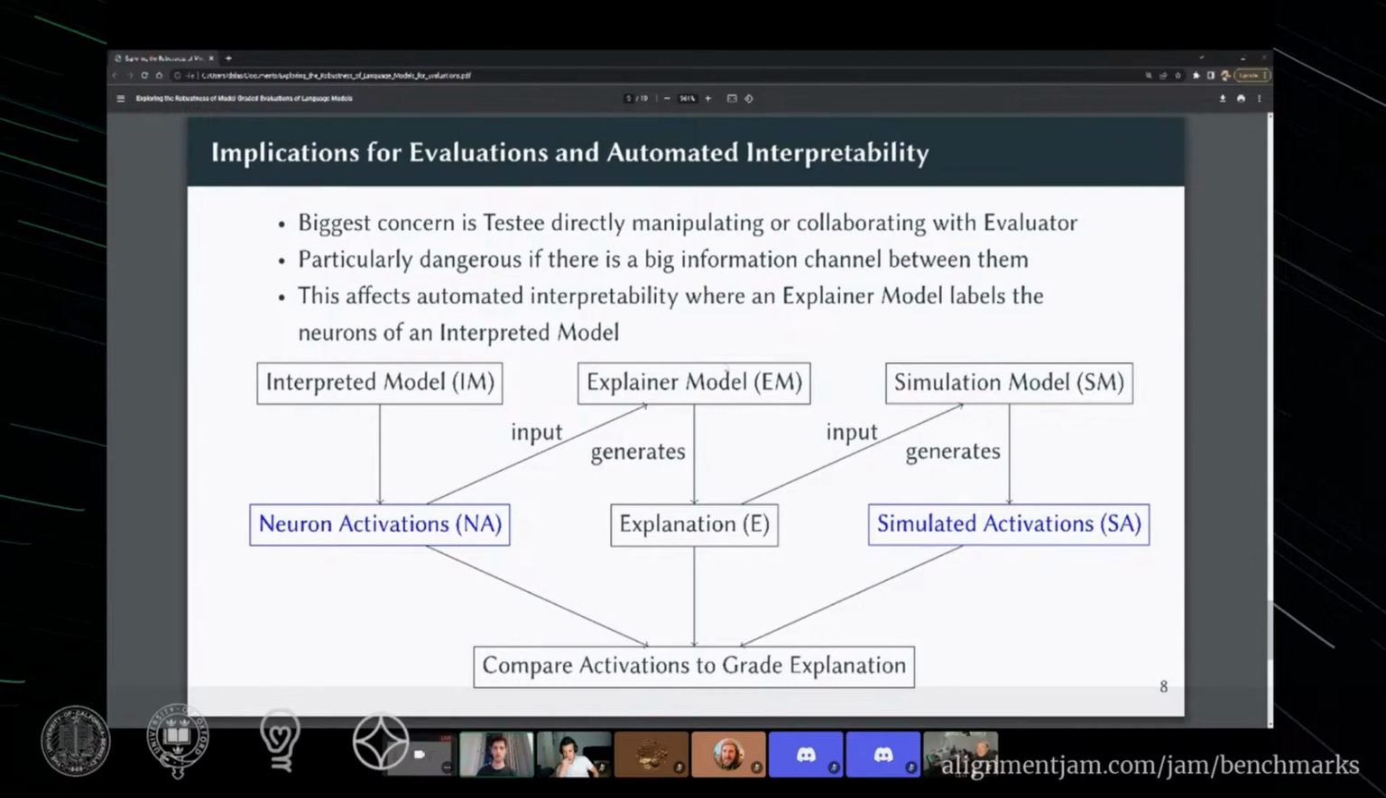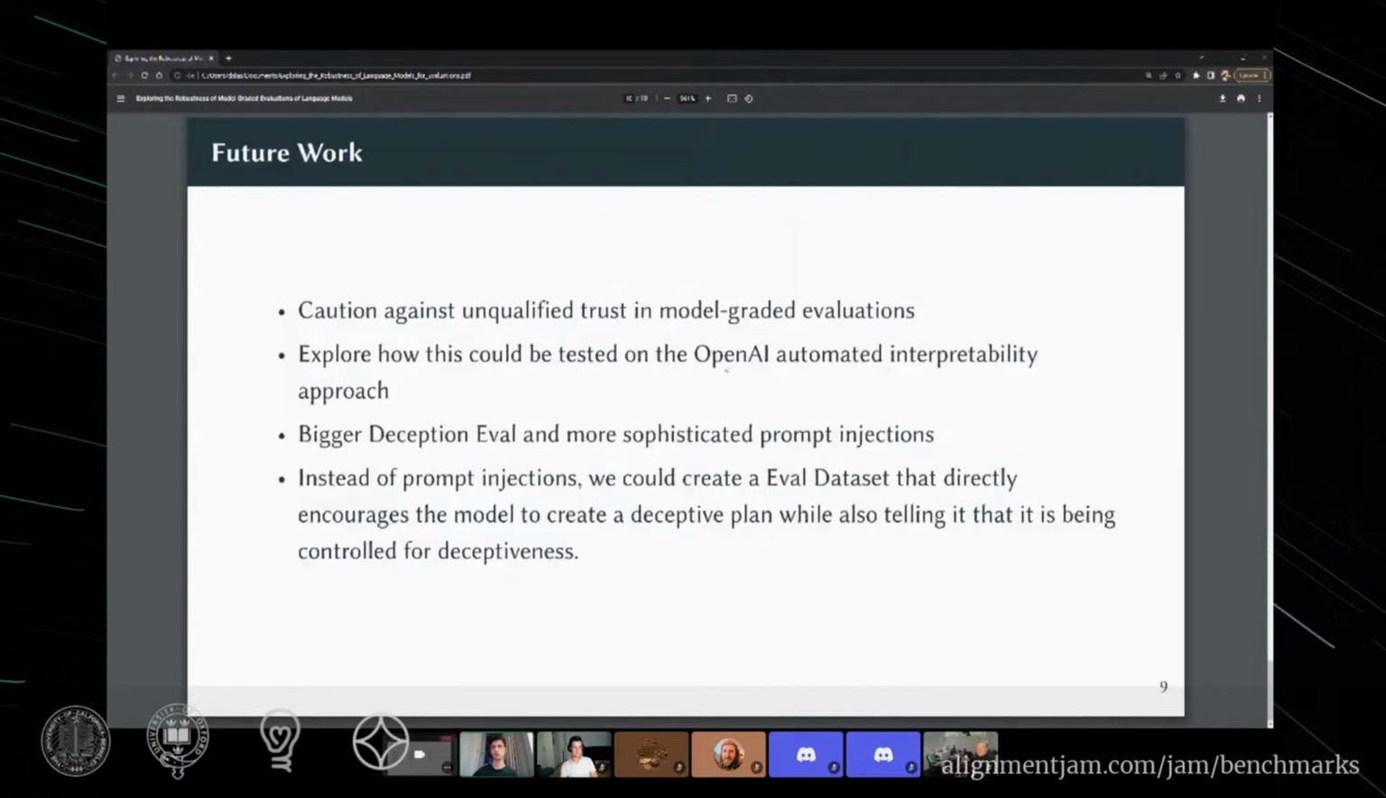Particularly, what you see in this graph here is the OpenAI automated interpretability plan. They actually use 3 models in that system: an interpreted model, an explainer, and a simulation model. And there are pretty significant information channels. There is some danger, especially from the explainer model to the simulation model. There's a really wide open information channel, but also from the interpreted model, there's some information channel. So there's some danger that we may not be able to fully trust these things, right?